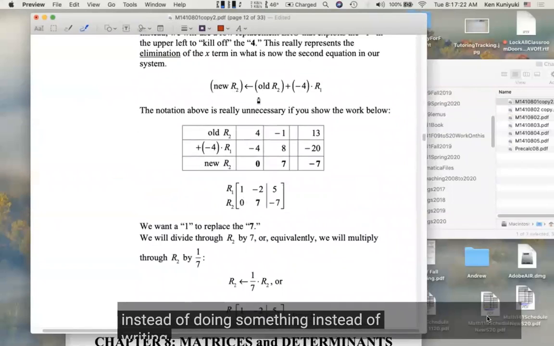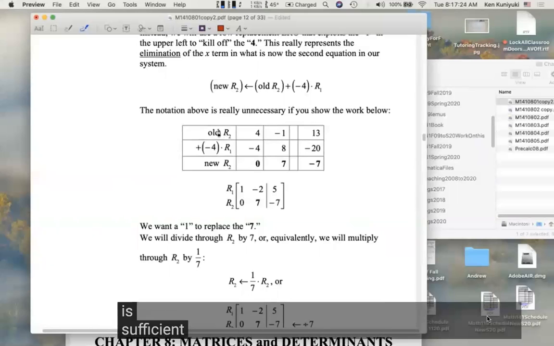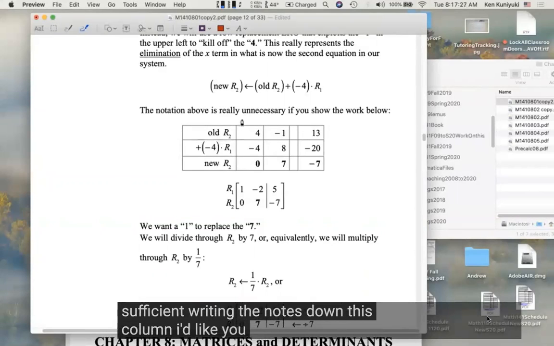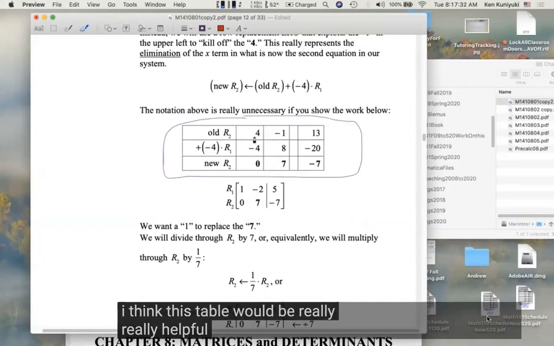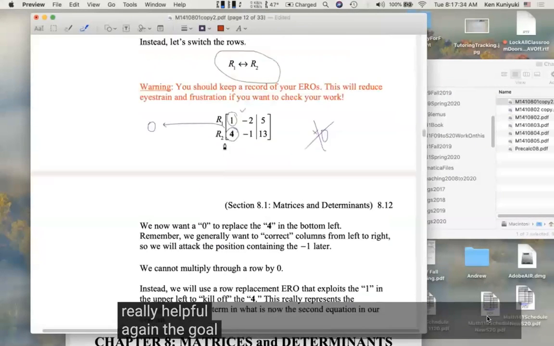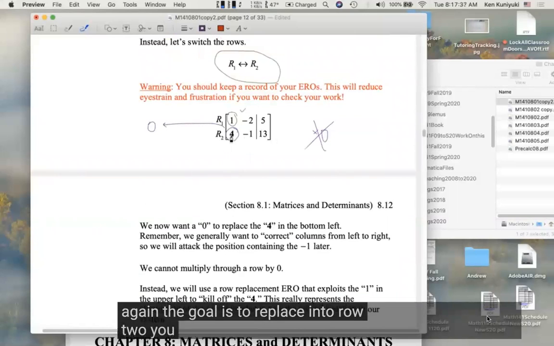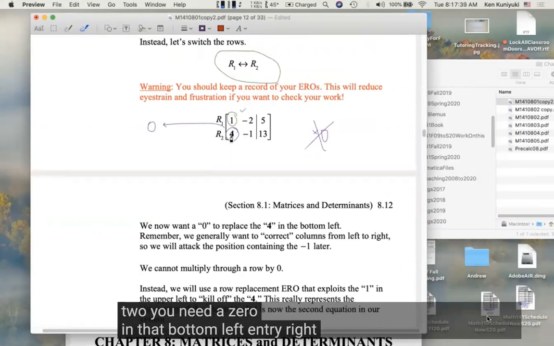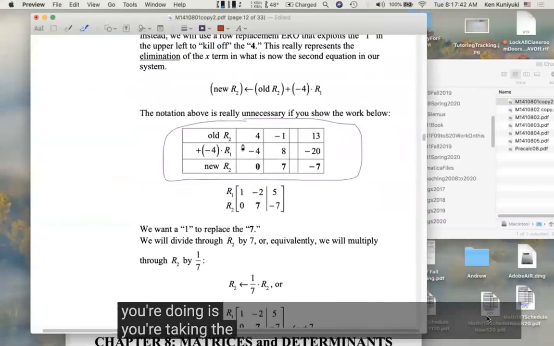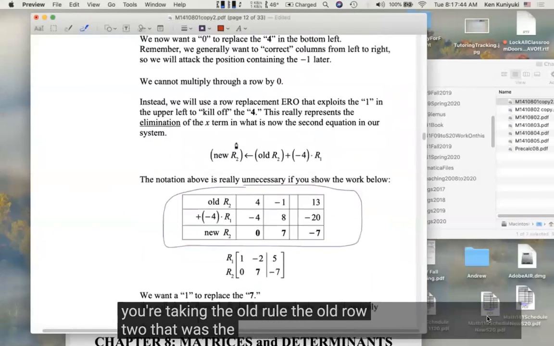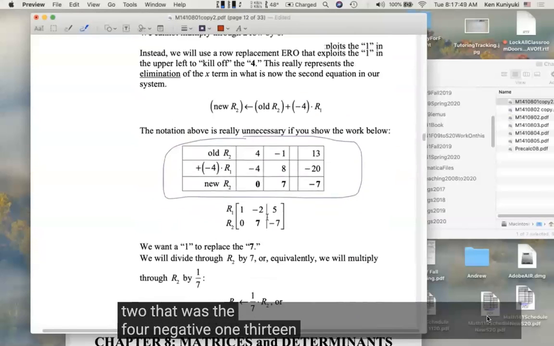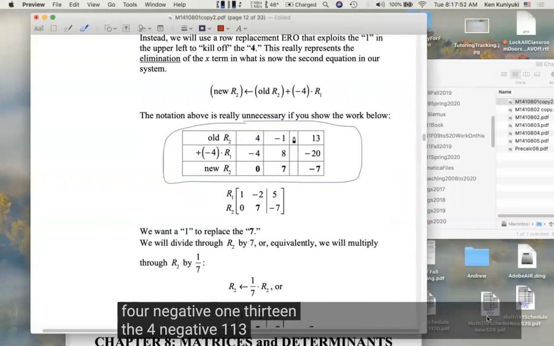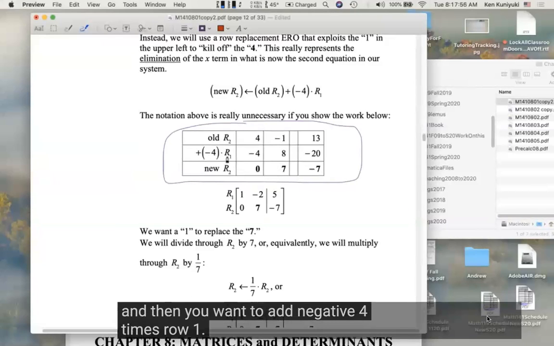Instead of writing something like this, I think this is sufficient, writing the notes down this column. I'd like you to focus on this table. I think this table would be really, really helpful. Again, the goal is to replace row 2. You need a 0 in that bottom left entry, right? So what you're doing is you're taking the old row 2, that was the 4, -1, 13. You could put a slash there if it helps. And then you want to add -4 times row 1.